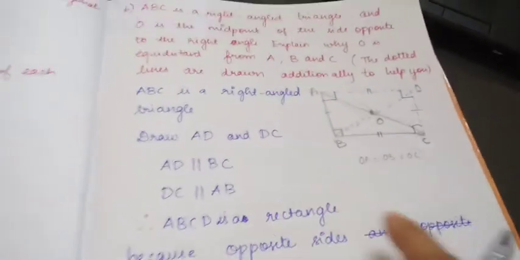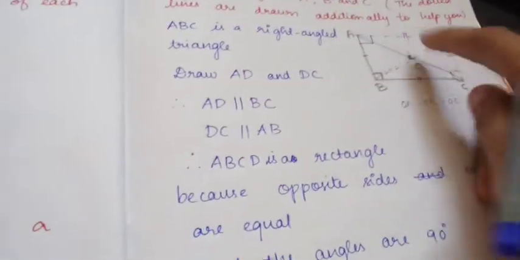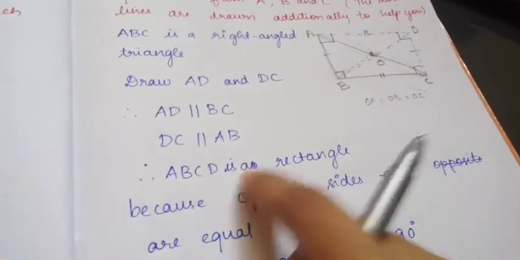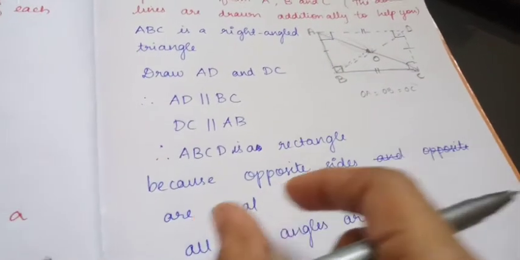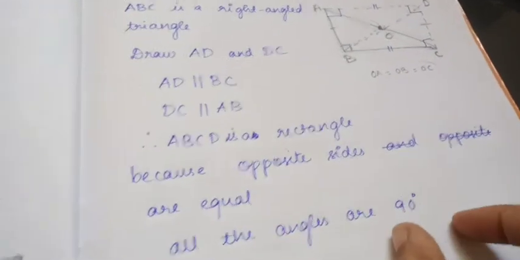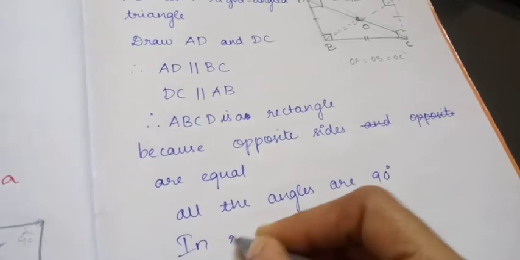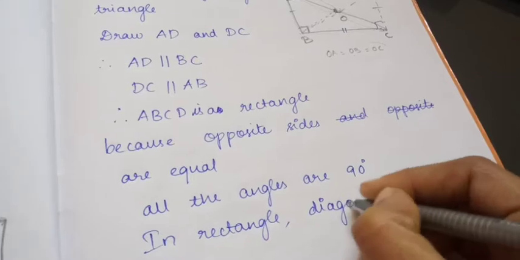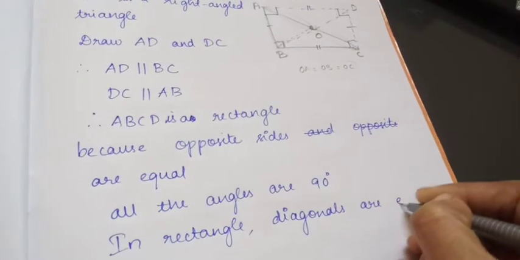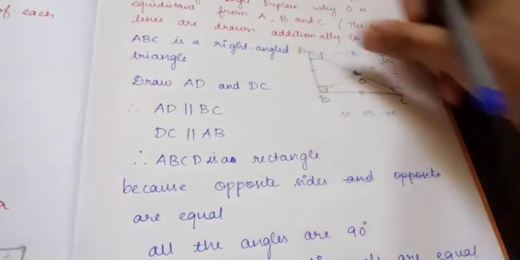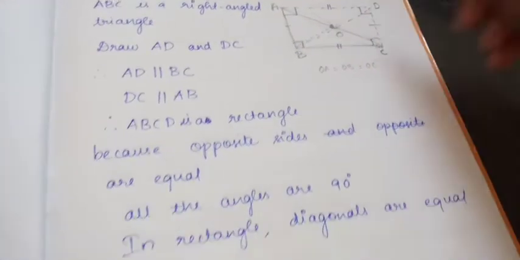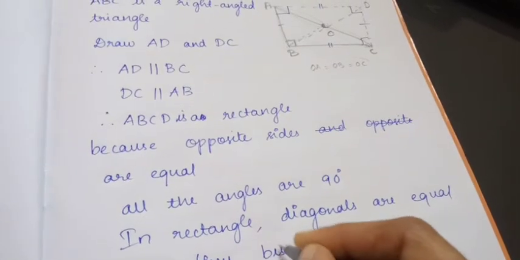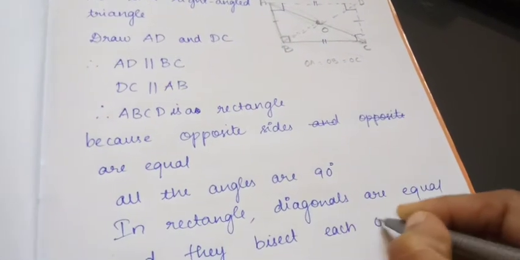So why I am saying it is a rectangle means these two sides are parallel. By using this diagram we can say ABCD is a rectangle because opposite sides are equal and all the angles are 90 degrees. Then in a rectangle we know that diagonals are equal, right? So AC will be equal to BD. And they bisect each other. Do you remember this concept?